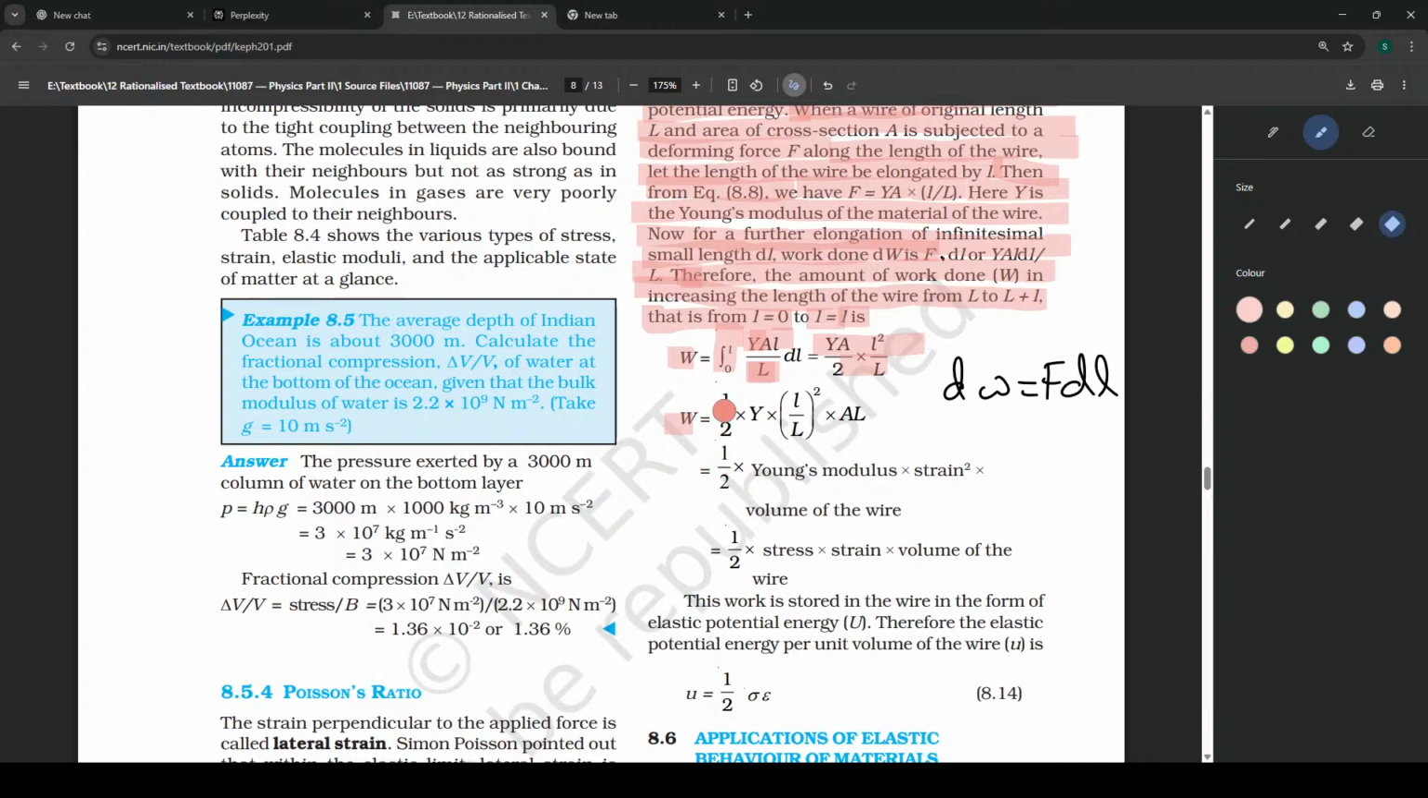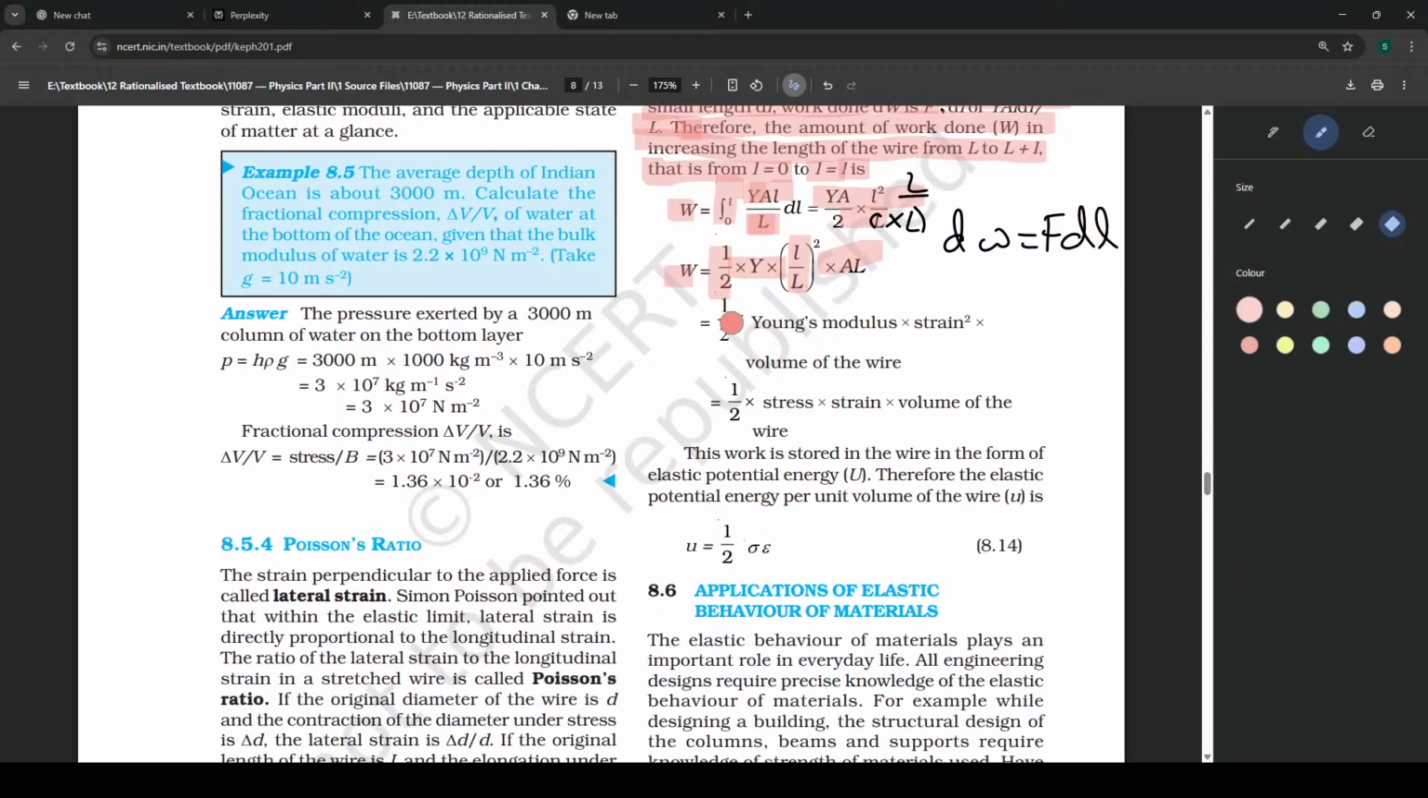We can write it as 1 by 2 into Y into (l by L) whole square. We wrote it as (l by L) whole square by making it into l by L. So this L will remain outside, this will become L square. It became L square, and we know that the change in dimension, which is small l, per original dimension is equal to strain, longitudinal strain.